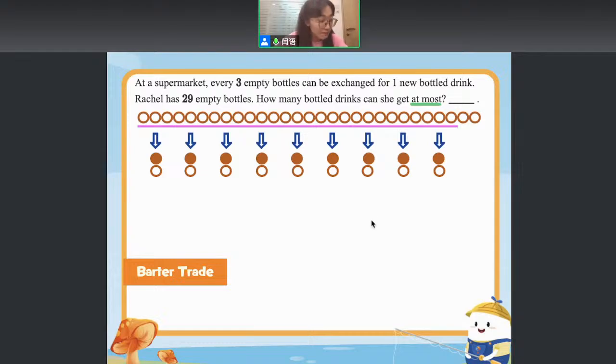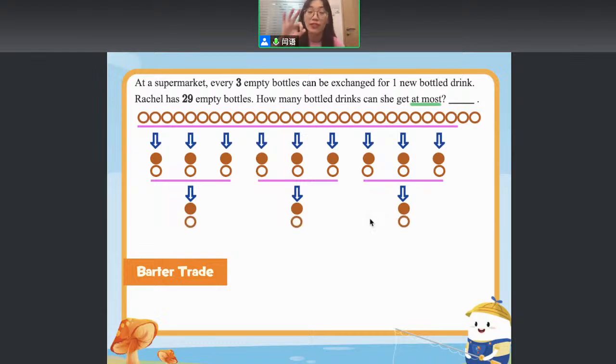Understand? As long as you get a drink, you just drink it. So after that, again, let's try to exchange for the new bottle drinks. Another 3, 3, 3. So how many bottle drinks can I get now? Another 3, right? Now I have another 3 bottle drinks. What should we do? I just drink all of them. So here again, I have 3 empty bottles. 3 empty bottles, just exchange. Exchange 1 bottle drink. After you get a drink, drink it. So here, 1 empty bottle.